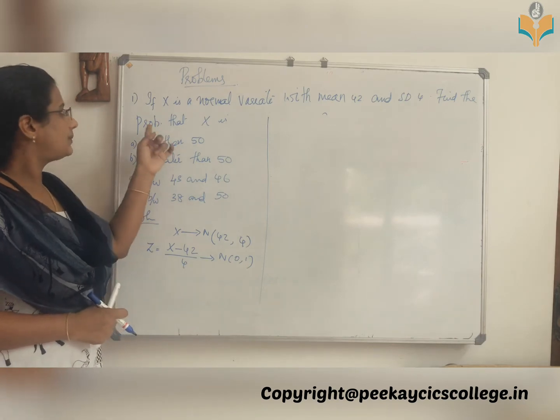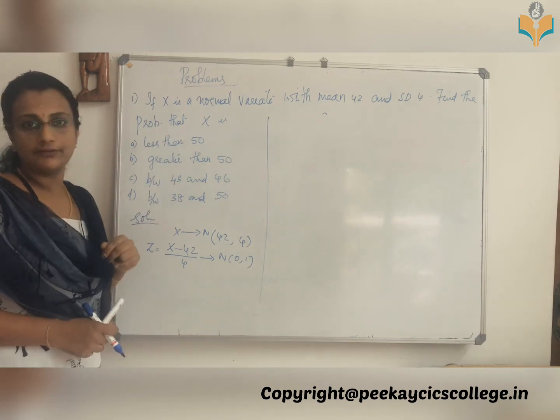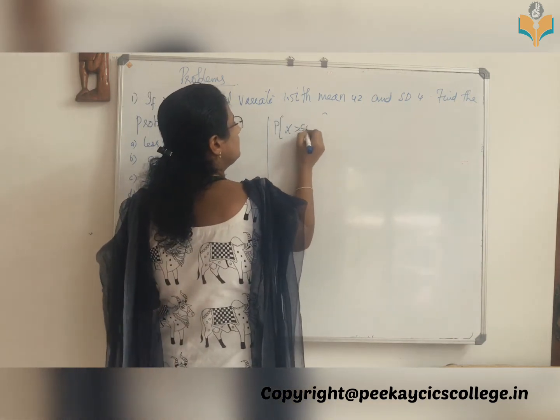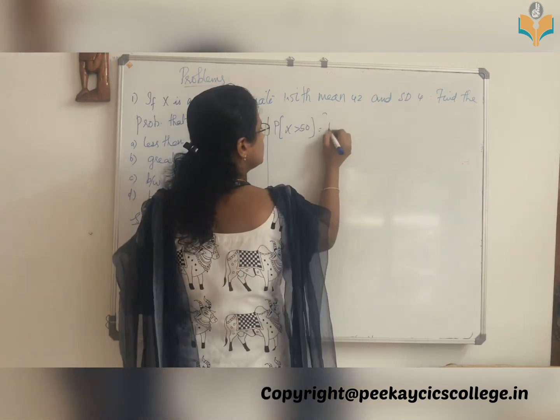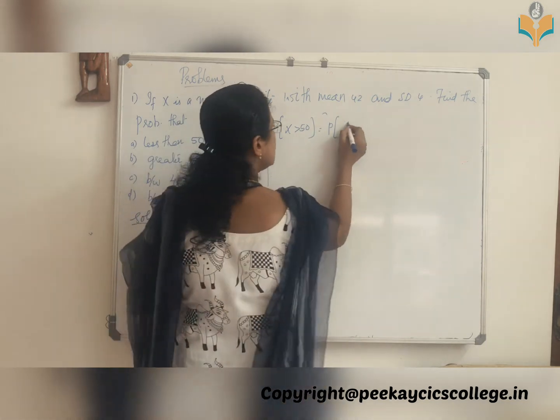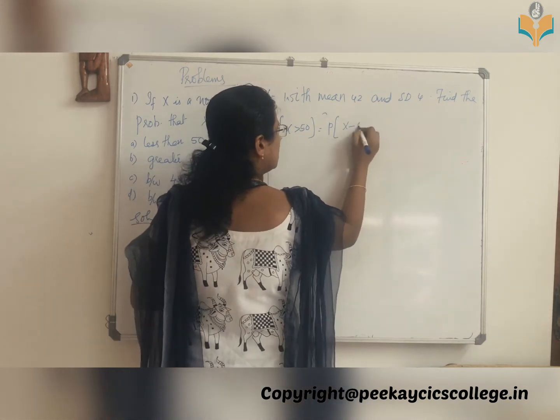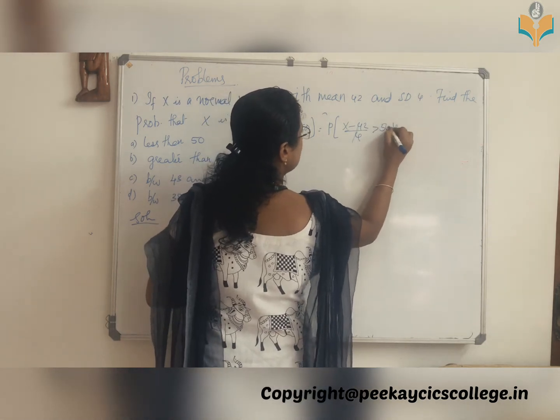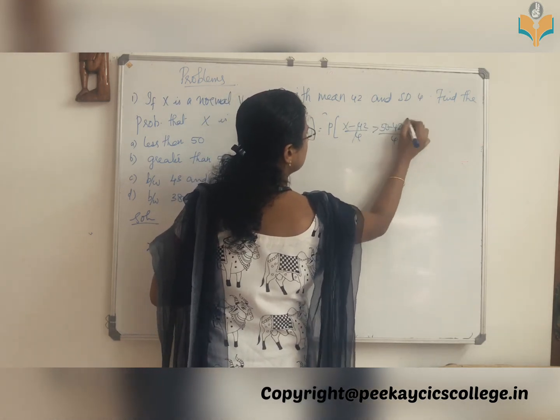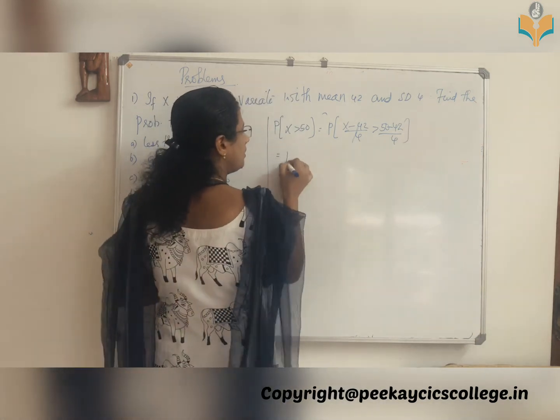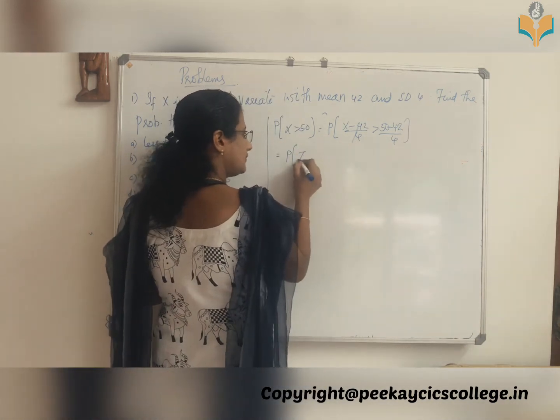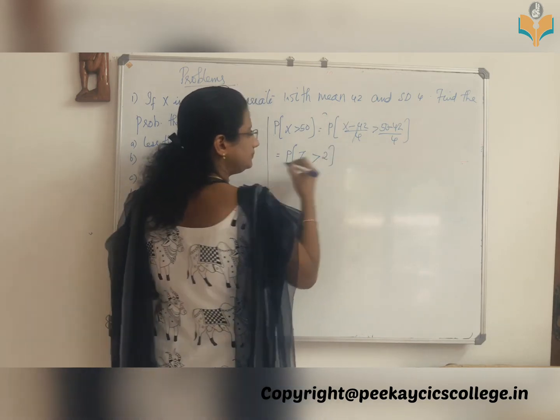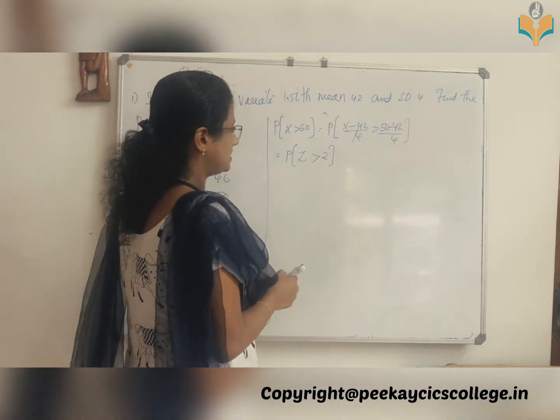Next one is the probability that x is greater than 50. That is, probability of x is greater than 50. Instead of this, we can standardize this: probability of (x minus mu)/4 greater than (50 minus 42)/4. നമ്മൾ നേരത്തെ ചെയ്ത പോലെ തന്നെ, this is the standard form, so we can write probability of z greater than 2 അല്ലേ? അപ്പോൾ നമ്മൾ പിക്ചോറിയൽ റെപ്രസെൻറ്റേഷൻ നോക്കി നോക്കുക.